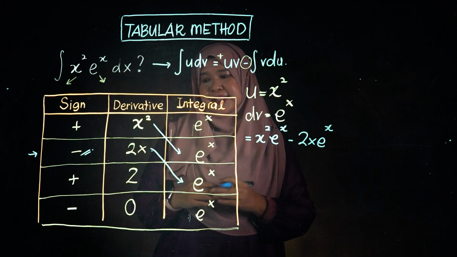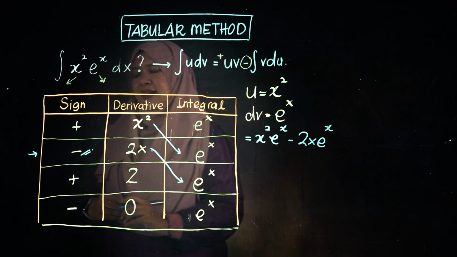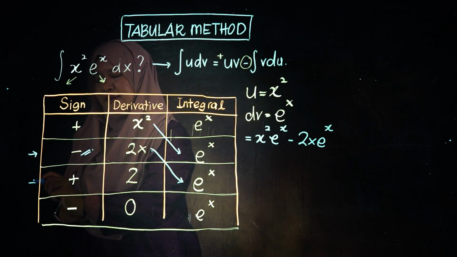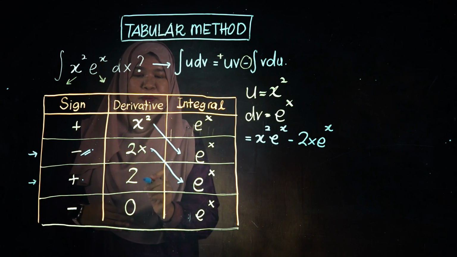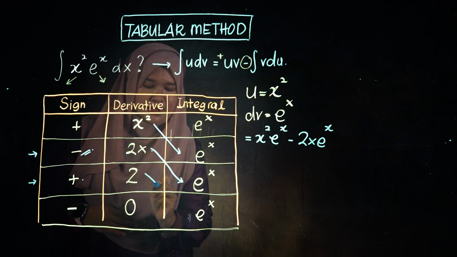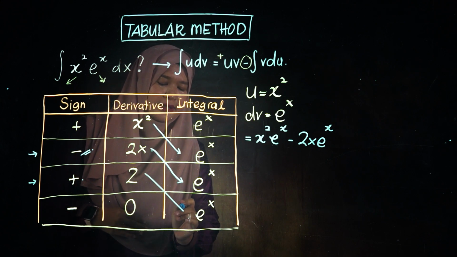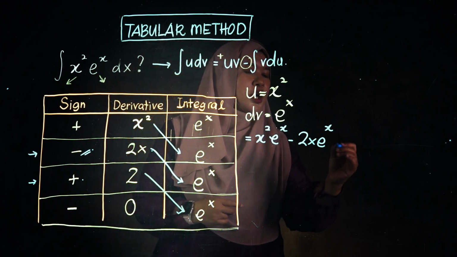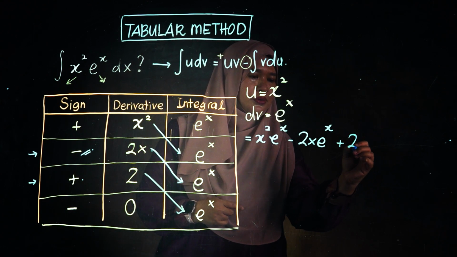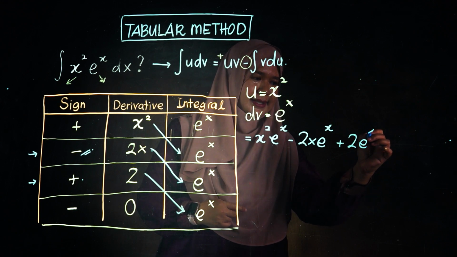And then for the third term, look at the third entry here. It has the positive sign. We need to multiply the third entry in the derivative column with the fourth entry in the integral column. So we get the answer positive 2 e to the x.